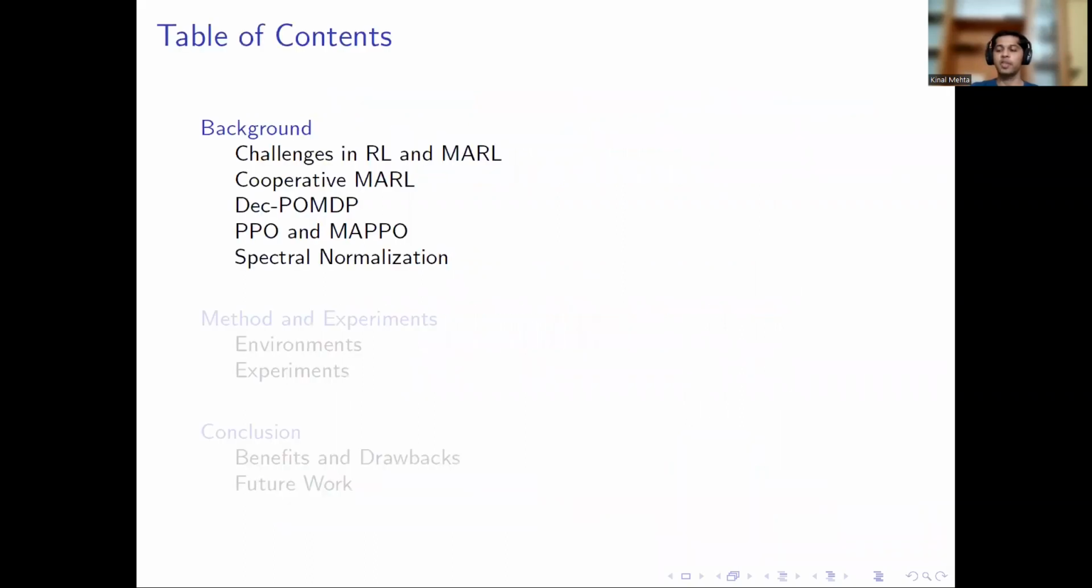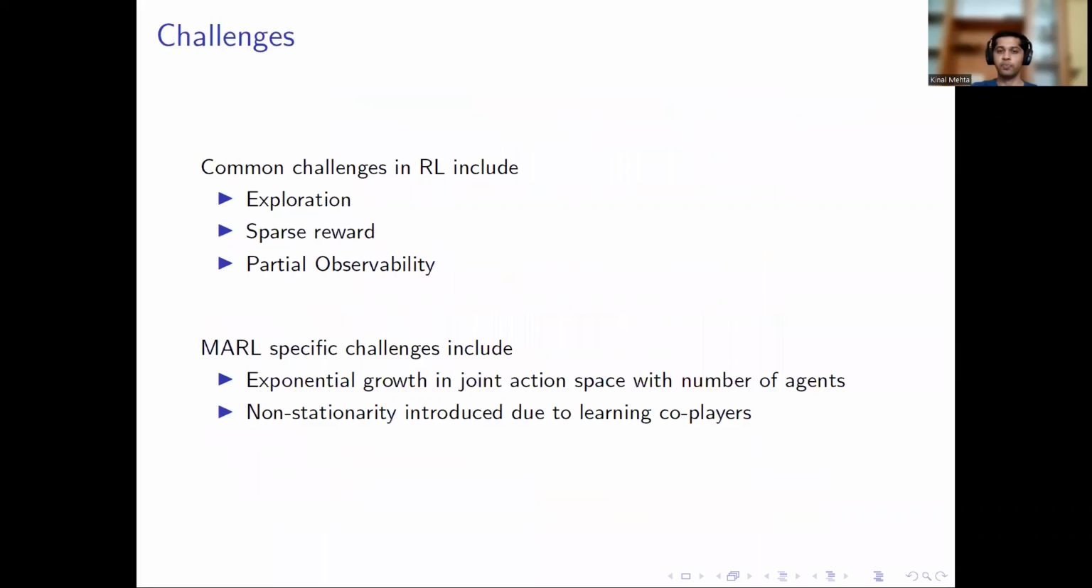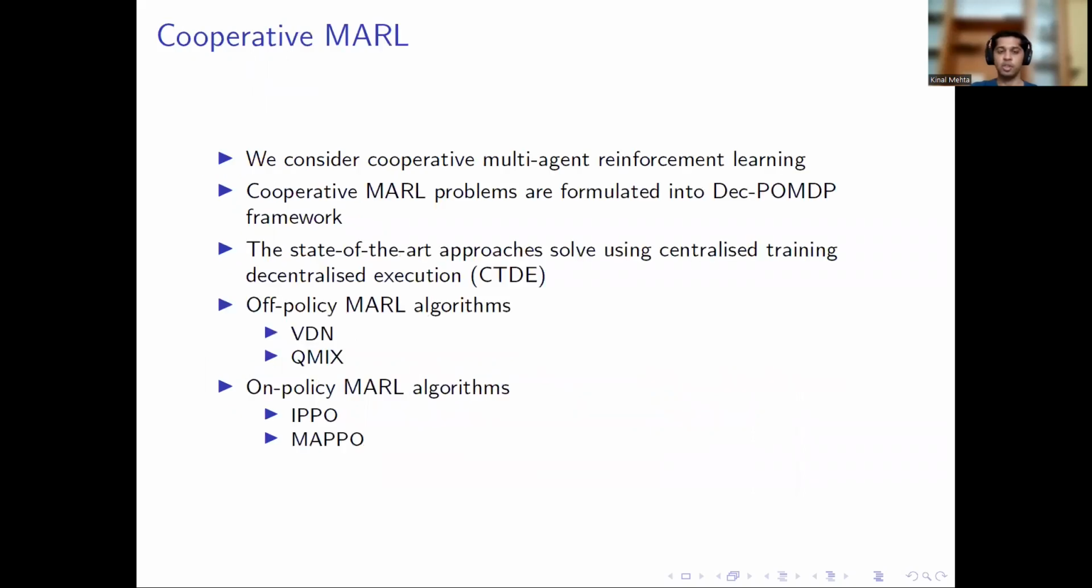Before I go into exactly how to do that, it is important to understand some of the background and motivation. Common challenges in RL include exploration, sparse rewards, and partial observability. Challenges of multi-agent RL include exponential growth in joint action space with increasing number of agents and non-stationarity introduced due to learning co-players. When we have sparse rewards in a multi-agent environment with a large number of agents, it becomes really challenging to learn for standard algorithms. We focus on cooperative multi-agent reinforcement learning.